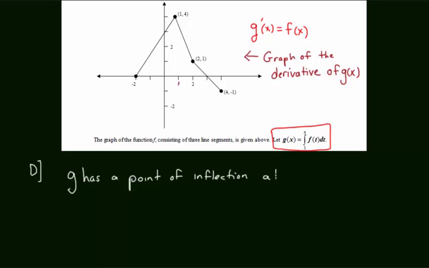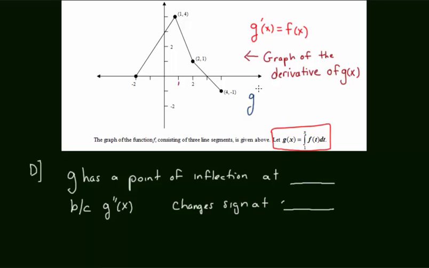at blank. I'll pretend I don't know the answer. G has a point of inflection at some x value. The reason for that is because g double prime of x, do you remember the reasoning? G double prime of x has to change sign. So we'll say changes sign at, I'll underline it because I'm pretending I don't know the answer. So the relationship here, though, is important. We want to say g double prime of x then will equal f prime of x.